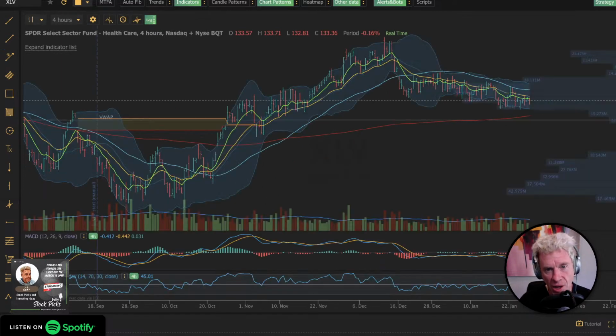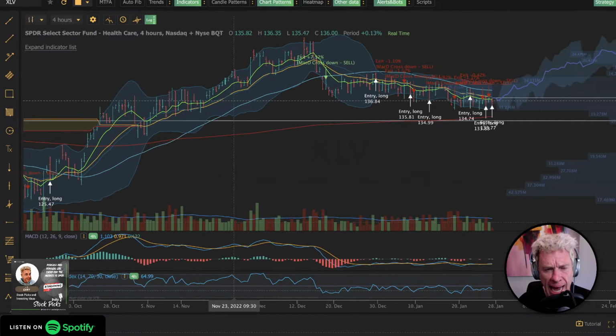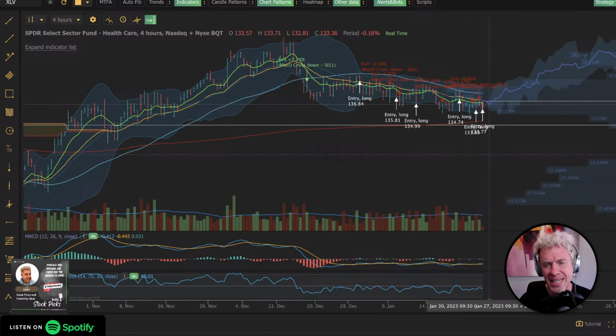XLV, which is healthcare, has crossed up. And the cross up is at 133.77. You're trading at 133.38 right now.